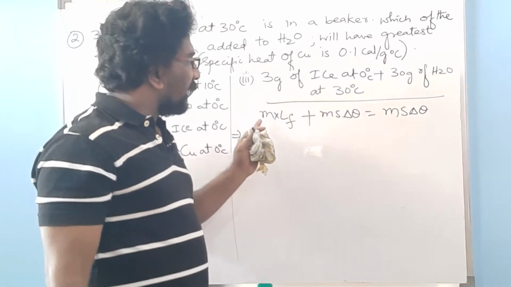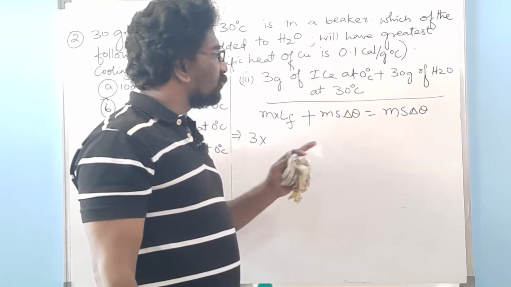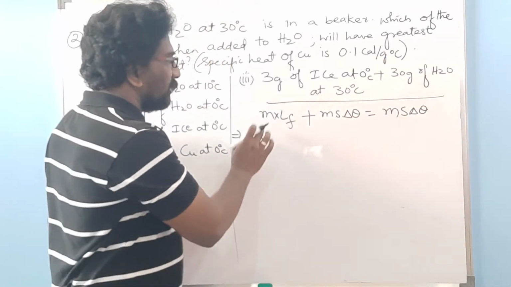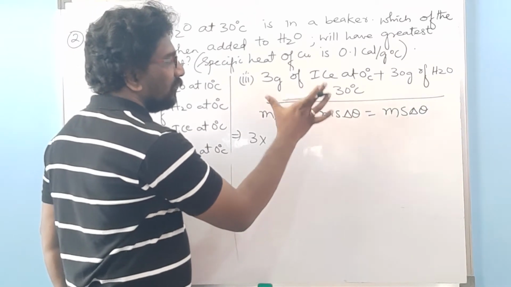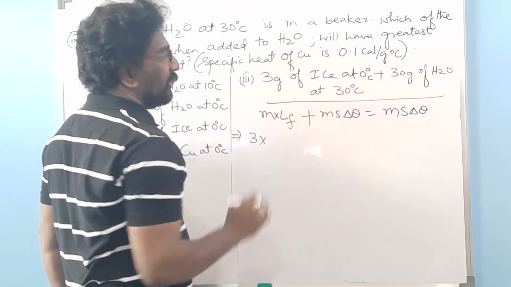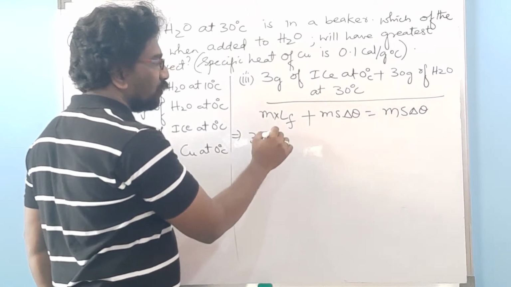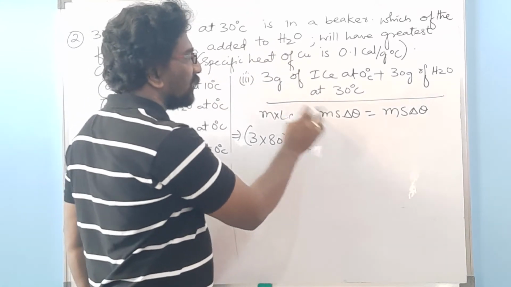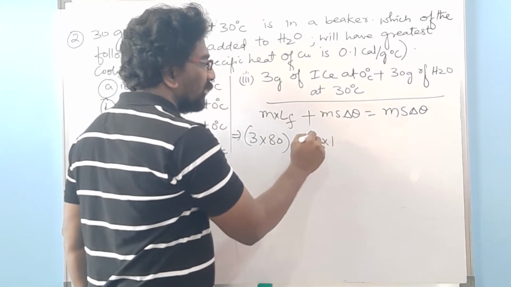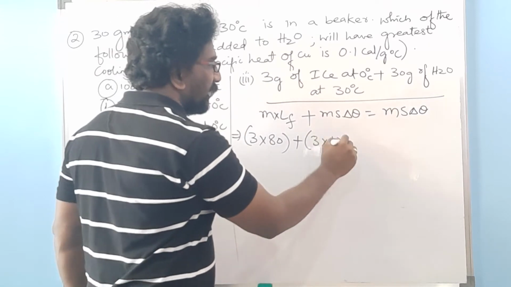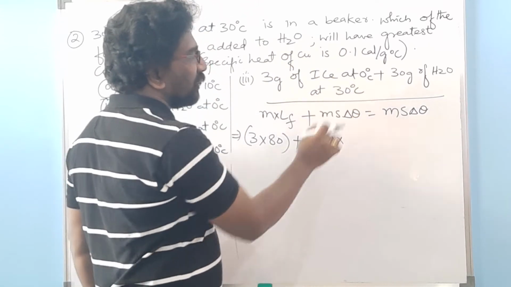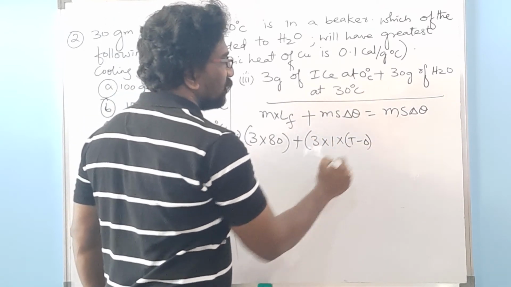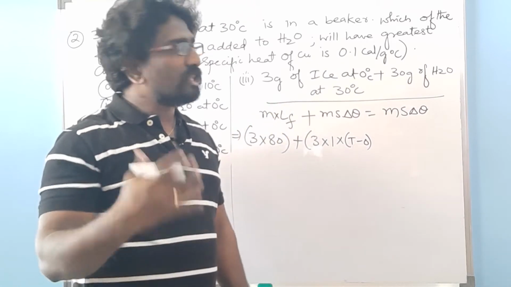Okay, now the heat energy, that is the latent heat energy plus ms delta theta, is equal to ms delta theta. This is the heat energy gained by the water at 0 degrees Celsius. So 3 grams is the mass, into latent heat of fusion, which is 80, plus ms delta theta: mass 3 grams into 1, the specific heat capacity of water, into delta theta, the temperature difference, T minus 0 degrees Celsius, where T is our resultant temperature.